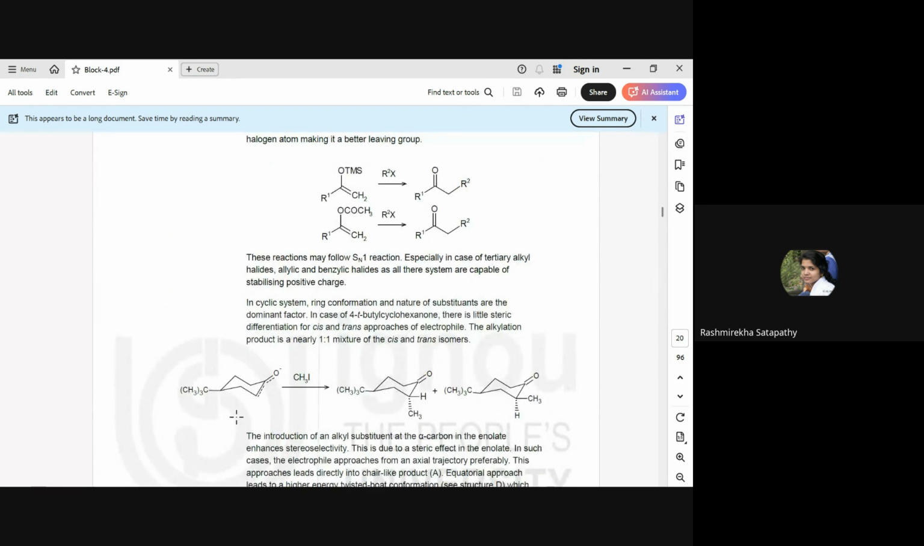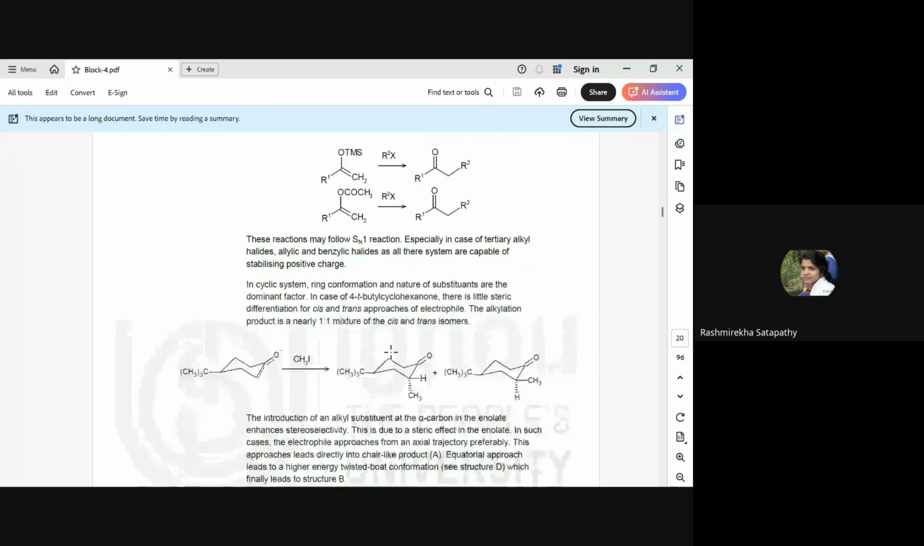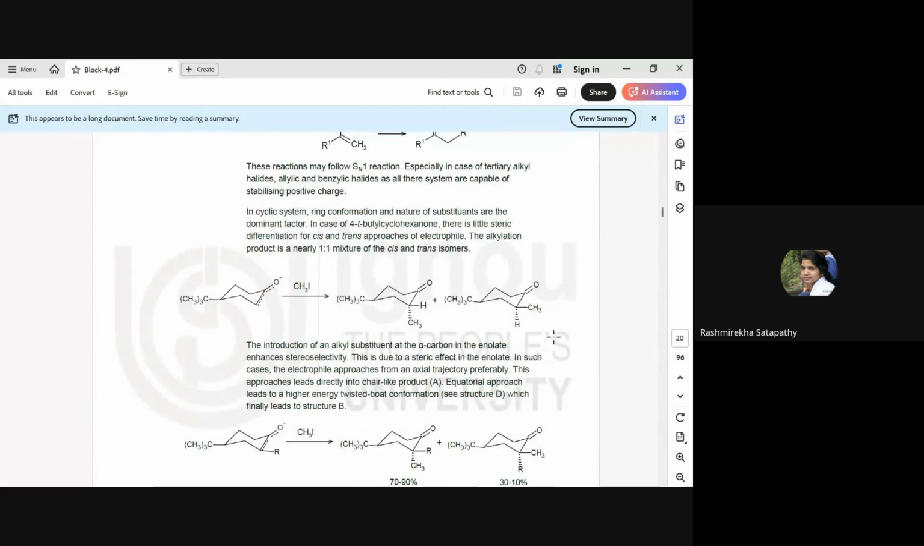Here in the cyclic system, you can see when it is treated with methyl iodide, this is a bulkier group here. This is the methyl iodide. This is the methyl group attached here, and also a methyl group attached here. Two products are formed from 4-tertiary butyl cyclohexanone. There is little steric difference for cis and trans approaches of the electrophile. The alkylation product is a nearly 1:1 mixture of cis and trans isomers. Cis and trans isomers are forming.